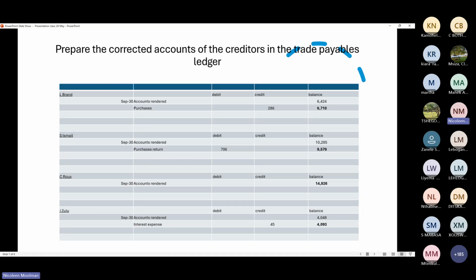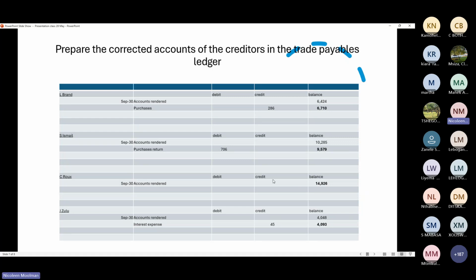So now that credit is sitting in the 10285. And to take that out, we need to first debit it. So then we are on a zero, okay? But then we need to reduce it to actually bring in the return. And that's why you have the 706. So there's two elements in getting that return correctly reflected in the S. Ishmael account.